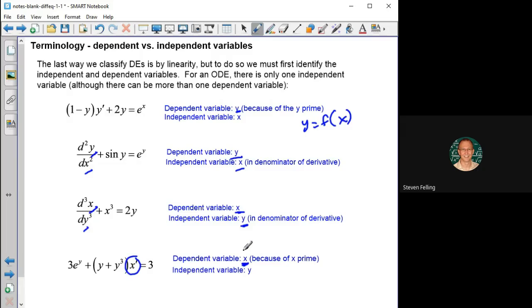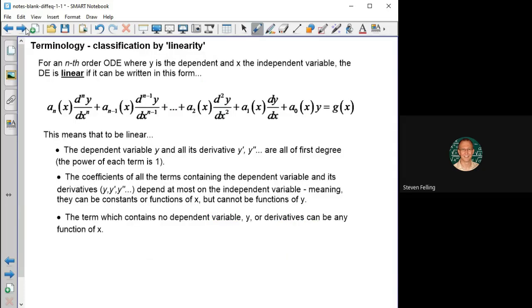Okay, that's important because of the next type of classification that we're going to do for differential equations, which is classification by linearity. For an nth order ordinary differential equation where y is dependent and x is independent, the differential equation is called linear if it can be written in this form. You can think of this as crazy looking, but whichever the dependent variable is, we can have the variable itself, the first derivative, the second derivative, the third derivative, the fourth derivative, and any number of derivatives in the terms there, right?